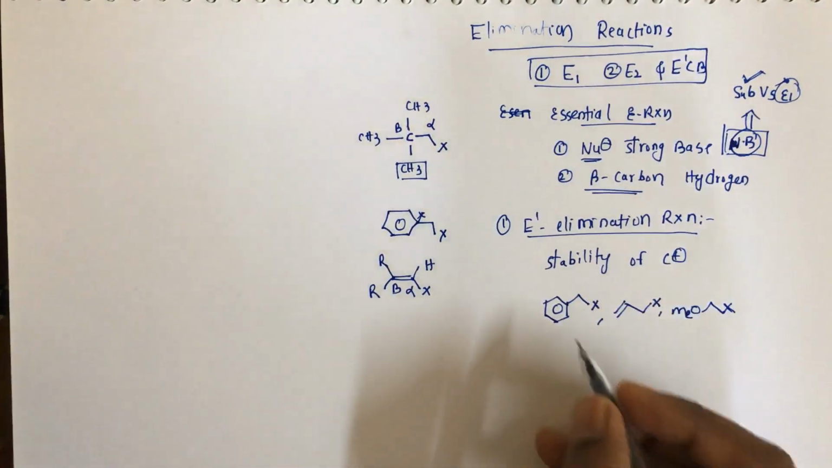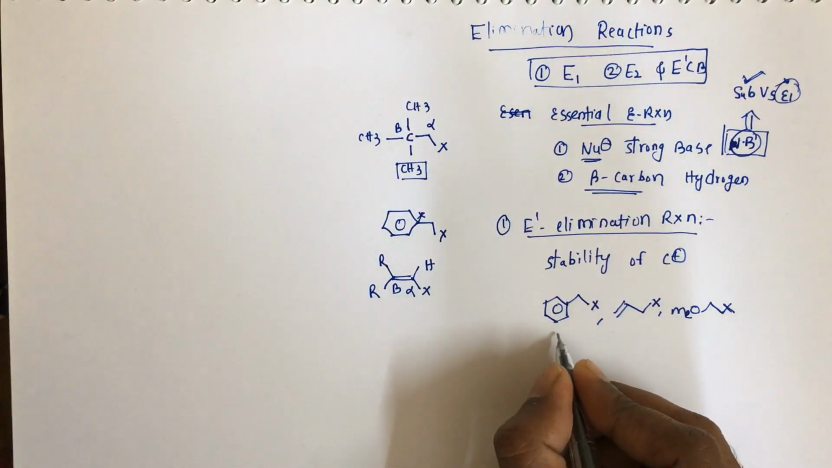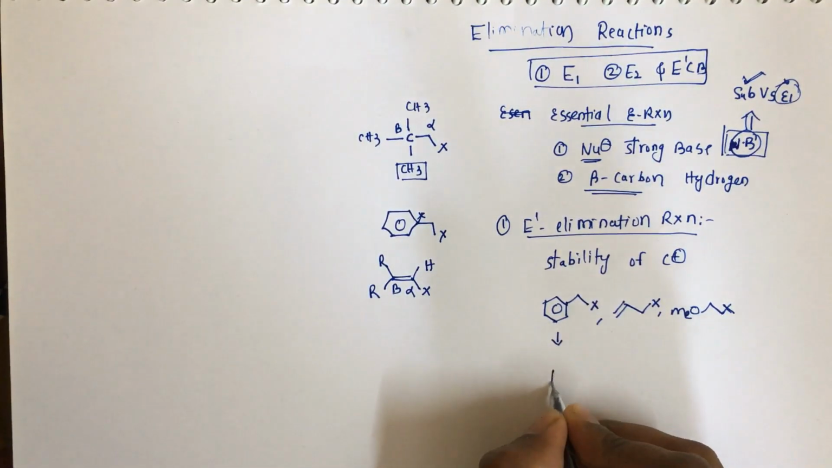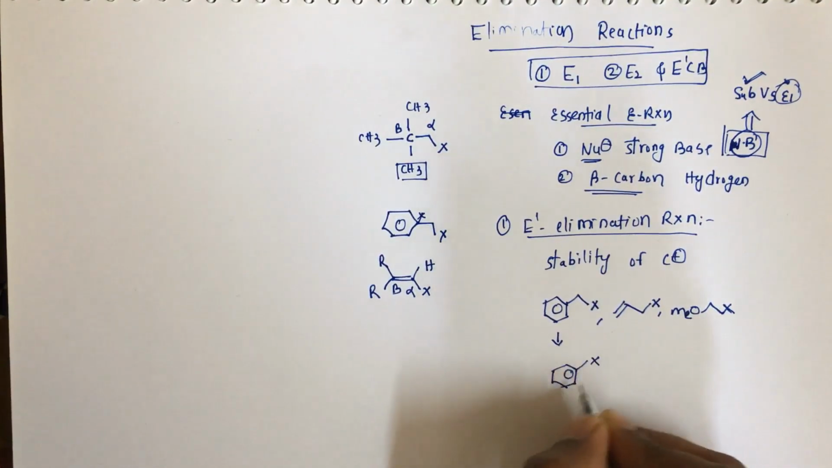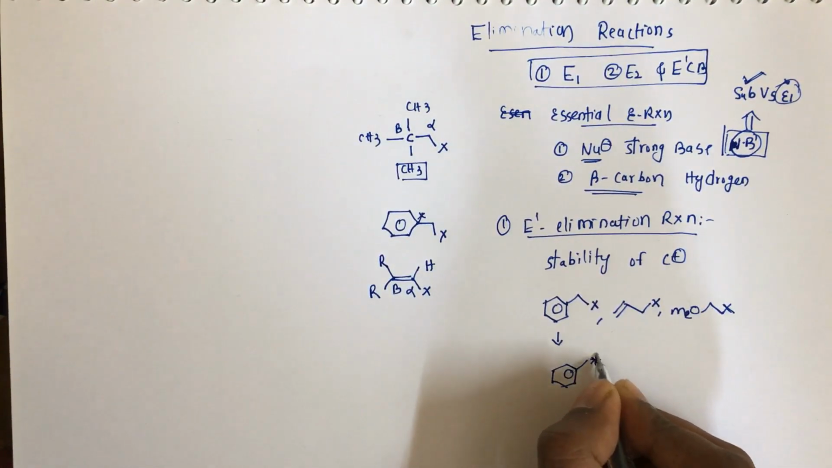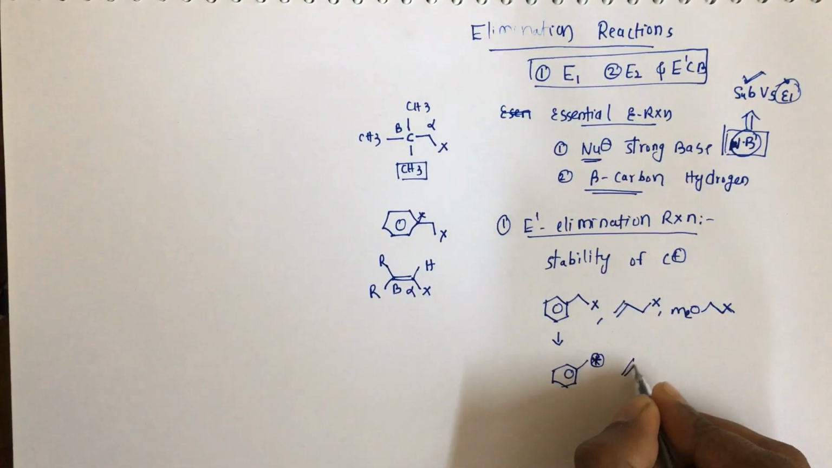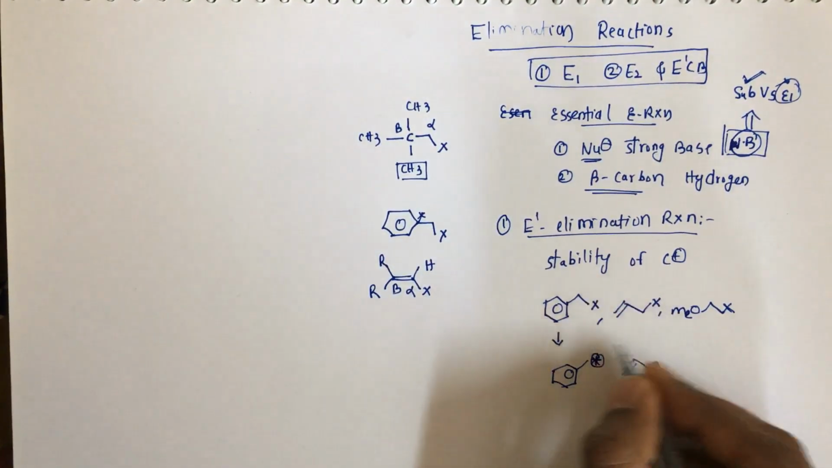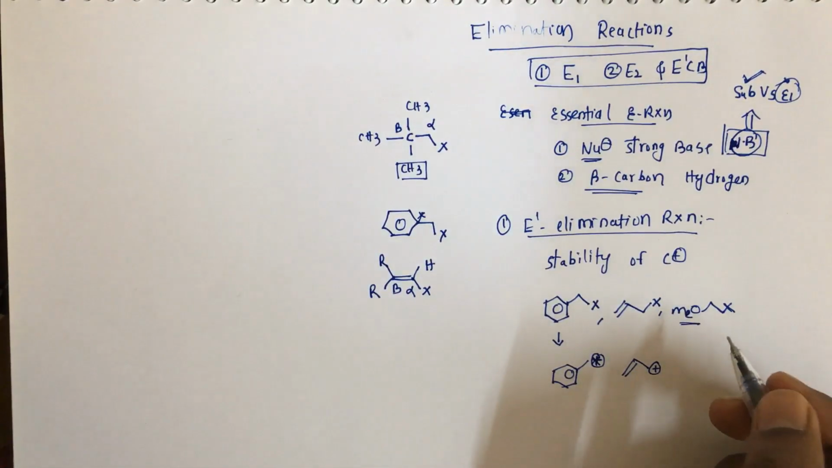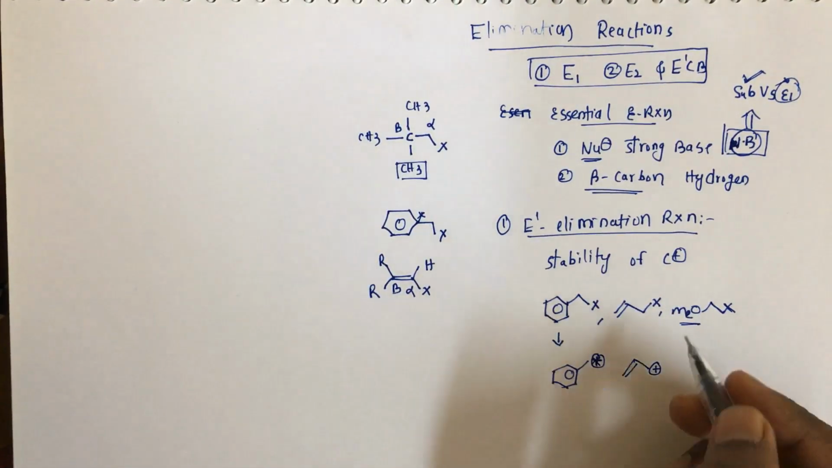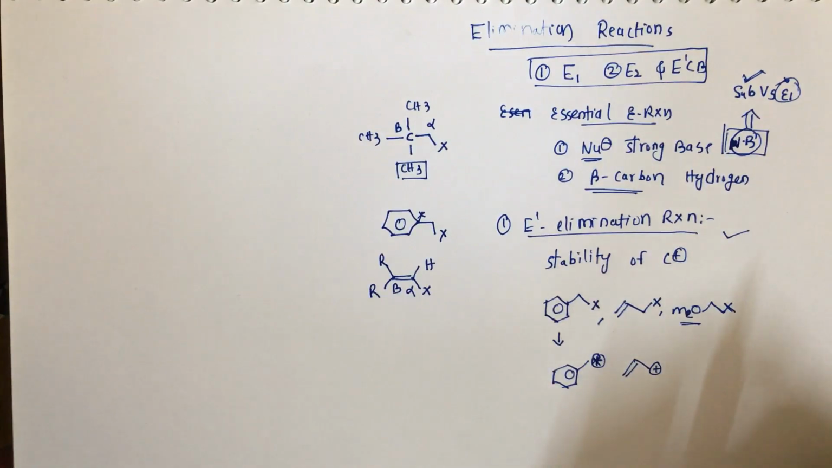If we see in these compounds, what's happening here is that this is forming a stable carbocation. The carbocation is further stabilized by the ring. Here also it is further stabilized by conjugation, and here it's further stabilized by the heteroatom. So the stable carbocations undergo E1 elimination reactions.